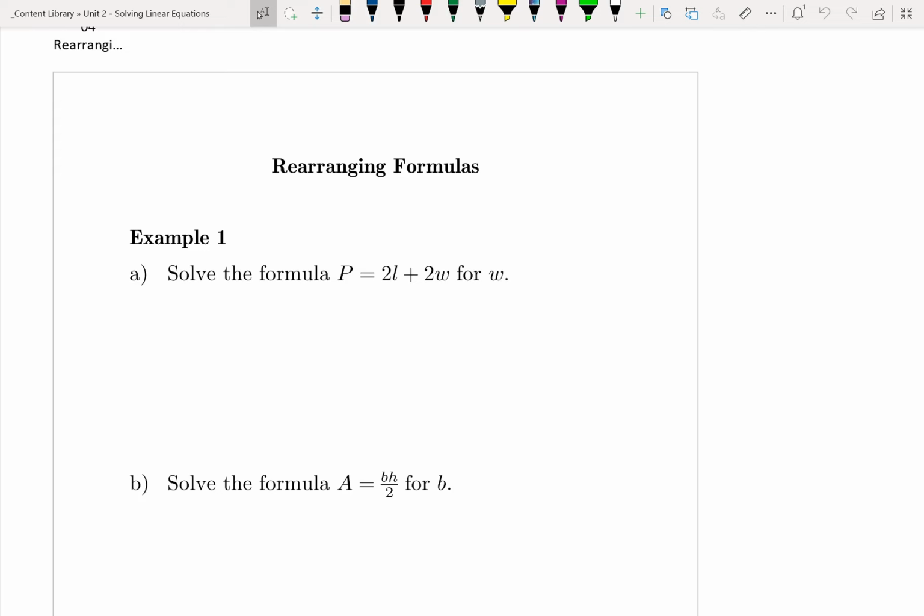So for the first example, we want to solve the formula P equals 2L plus 2W for W. What that means is we want to isolate W. We want to get W by itself to see what it equals. We've done this in the past where we've plugged numbers in and had to find W, except now we're doing it without plugging any other numbers in. So P equals 2L plus 2W, and we're going to treat it the same way.